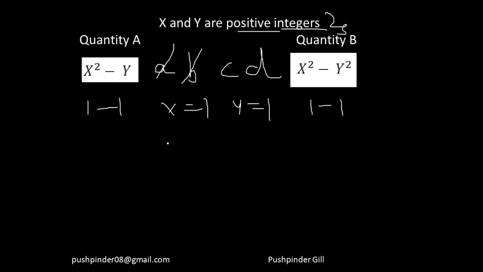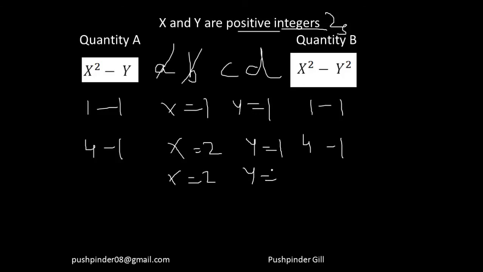Now just pick up another set of values. Let's say x equals 2 and y equals 1. So this is 4 minus 1 and this is 4 minus 1 again. Alright, still I'm getting the same answer. Let's say x equals 2 and y equals 3. This becomes 4 minus 3 and this becomes 4 minus 9. That means A is greater than B here, C is gone, and D is my answer.